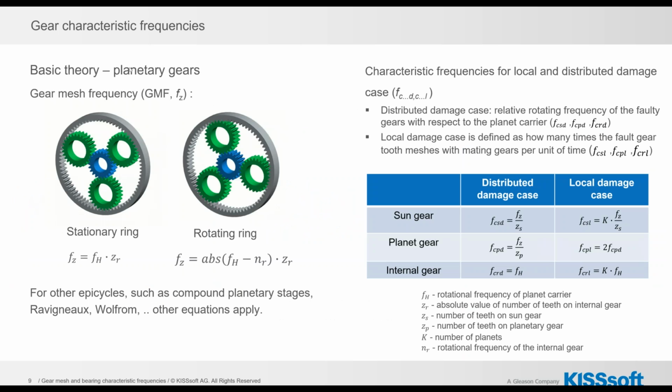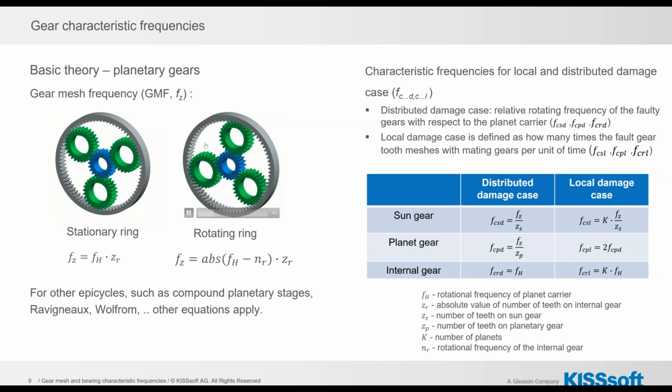Now moving forward to some more complex gear pairs, the planetary gears. Here the gear mesh frequency is calculated a bit differently. In the case when we have a stationary ring, the gear mesh frequency is calculated by multiplying the rotational frequency of the planet carrier with the number of teeth on the internal gear. In the case when the ring is also rotating, we need to calculate the difference between the rotational frequency of the planet carrier and ring gear, and then again multiply by the number of teeth on the ring gear. For other epicyclics, such as compound planetary stages, Ravigneaux, Wolfrom, or others, some other equations could apply for calculating gear mesh frequency.